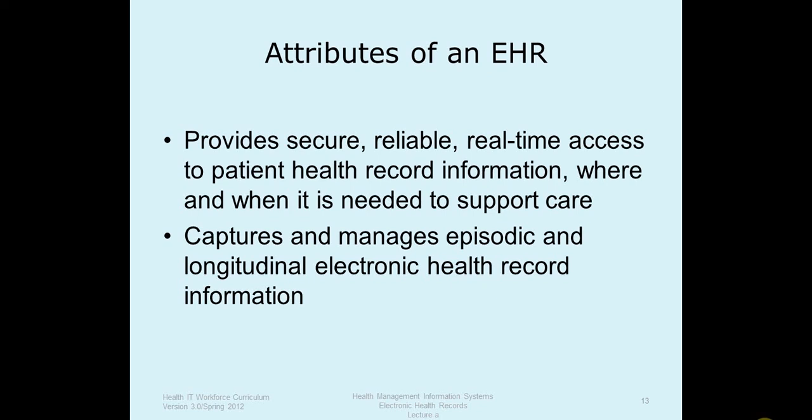The Healthcare Information and Management Systems Society, or HIMSS, described 8 attributes of the electronic health record in their HIMSS report, and the first 2 attributes are providing secure, reliable, real-time access to the patient record, where and when it's needed, and also capturing and managing episodic or longitudinal healthcare record information. Episodic and longitudinal, so it's trying to do this whole progression and disease support management and being able to go back and figure out what happened in this episode, where did it start, what are we doing to manage it, to prevent it and improve the outcome of that patient.